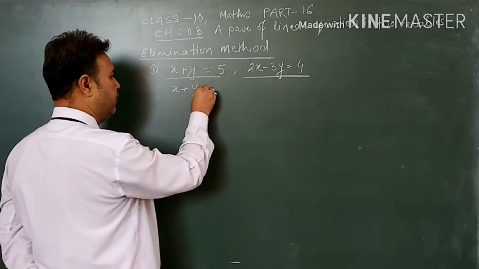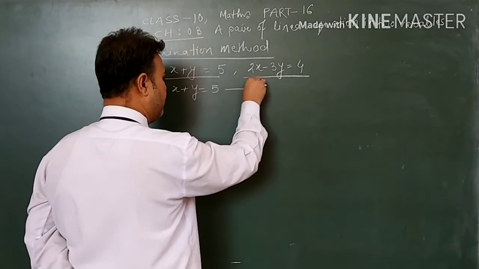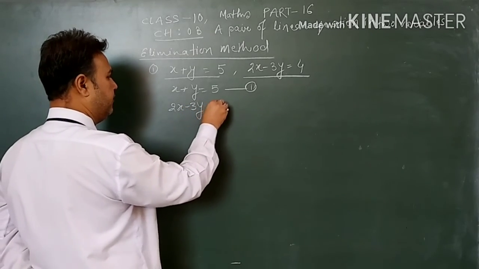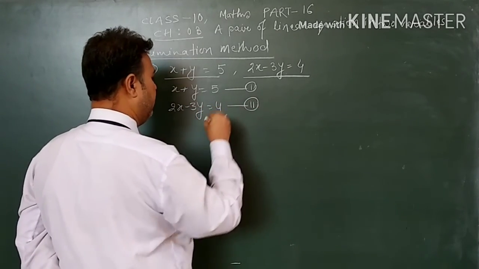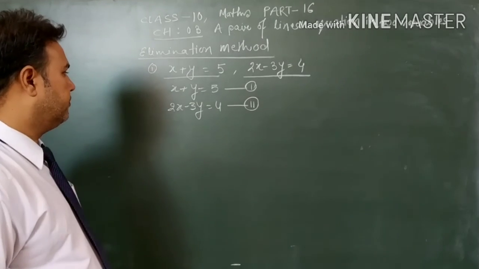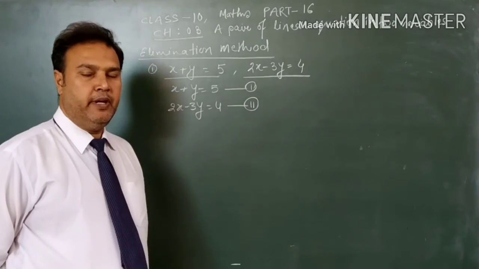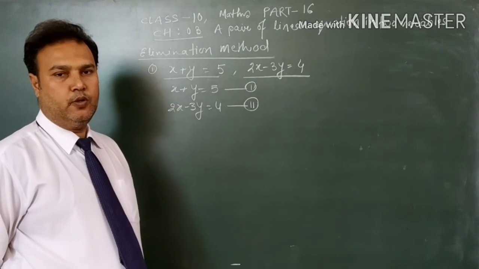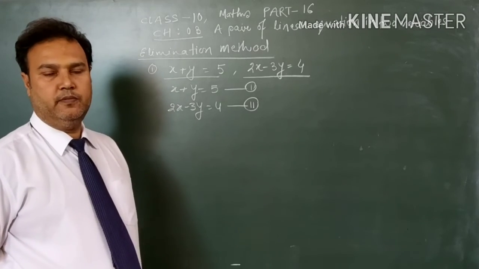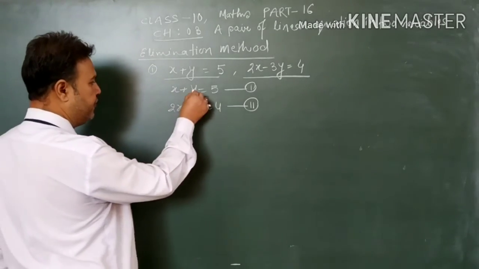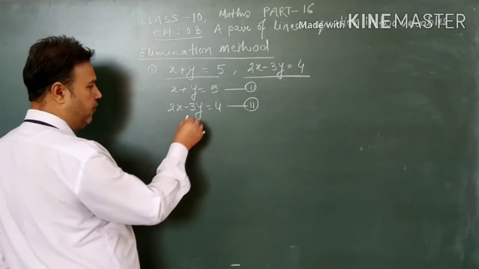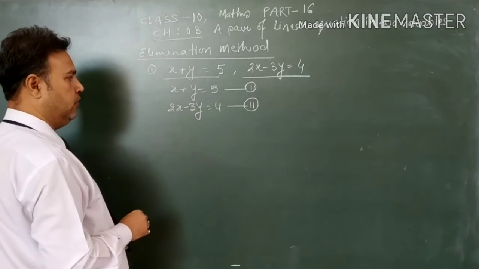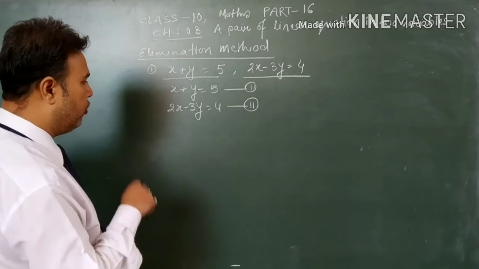x plus y is equal to 5, we consider it as equation 1. 2x minus 3y is equal to 4, this will be the second equation. Elimination means we have to eliminate either the x term or the y term. For that, we will make the coefficient of x or y equal. What is the coefficient of y? 1. The coefficient of y in the second equation is 3. So we have to make both the coefficients equal.